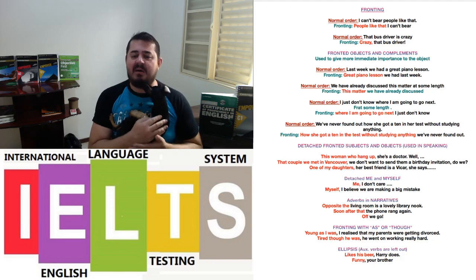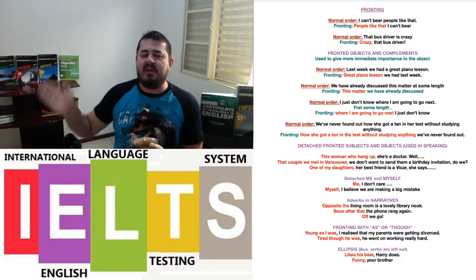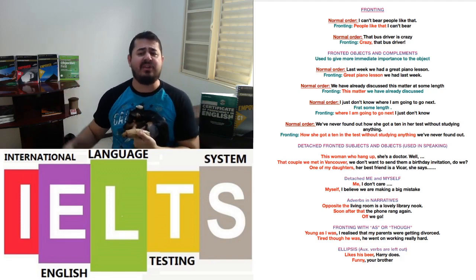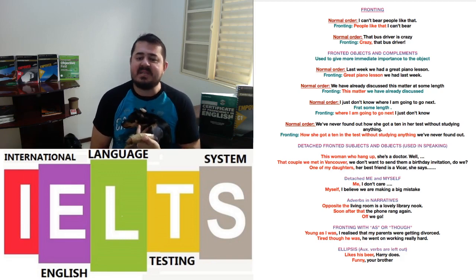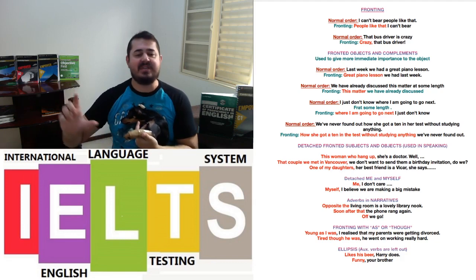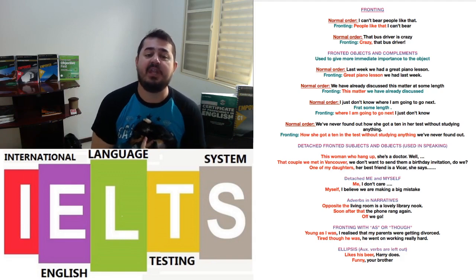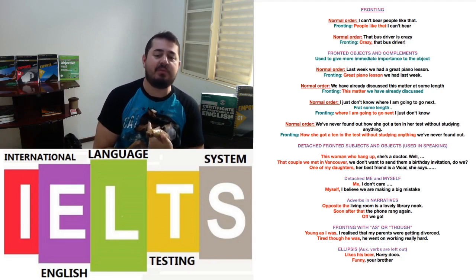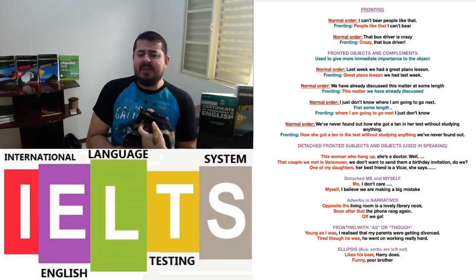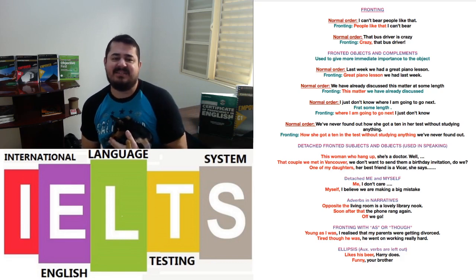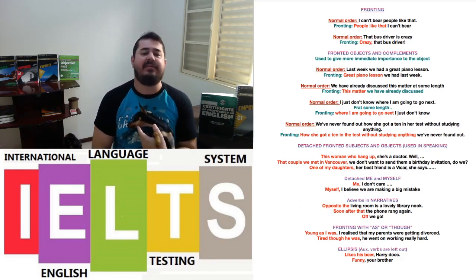Now, adverbs and narratives. So, opposite the living room is a lovely library nook. Or there is a lovely library nook. Okay? Where is that located? Opposite the living room. Okay? I'm using the fronting. So I put in the front the location of the nook, which is opposite the living room. Okay? The second example: soon after that, the phone rang again. So whatever has happened, soon after that, the phone rang again for the 10th time.